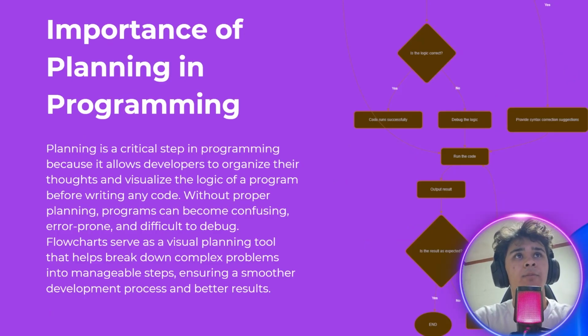So, the importance of planning in programming. Planning is one of the most important things. By a good plan, you can save a good amount of time. Planning is a critical step in programming because it allows developers to organize their thoughts and visualize the logic of a program before writing any code. Before jumping into coding, you should first of all make some flowcharts. Without logic, you cannot code. So flowcharts help you to identify what logic and what things to use. Be sure to make a flowchart before starting to code.